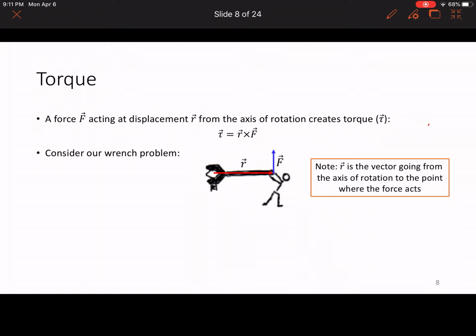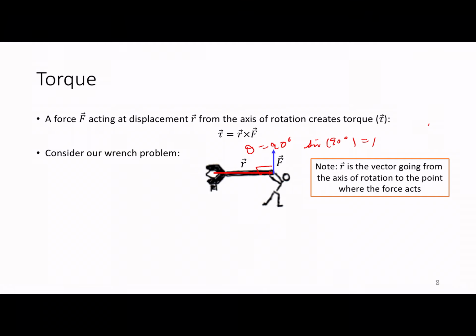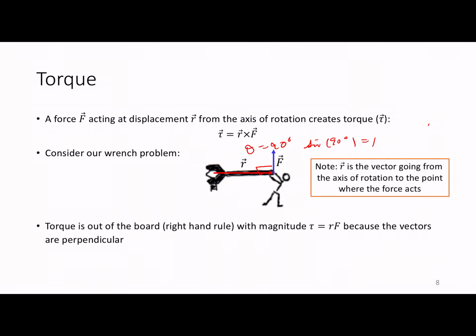Similarly, what's the magnitude? Well, torque is rF sine theta, where theta is the angle between them, but the angle between them is 90 degrees. So what's the sine of 90 degrees? It's just 1. So this is going to be something we're going to see a lot. If the force and r are perpendicular to each other, then the torque is just r times F. So the torque is out of the board by the right-hand rule, and the magnitude is just r times F because the vectors are perpendicular.